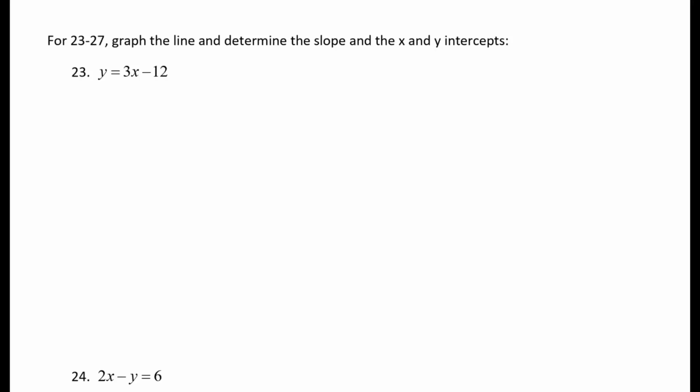Okay, so for 23 through 27, we're essentially graphing lines, determining slopes and intercepts of lines. Maybe some quick review: slope-intercept form is one of the key forms of lines that we learned. If you can get the line in the form y equals mx plus b, the b will tell you the y-intercept, and the m will tell you the slope. And with the intercept and the slope, we can graph a line.